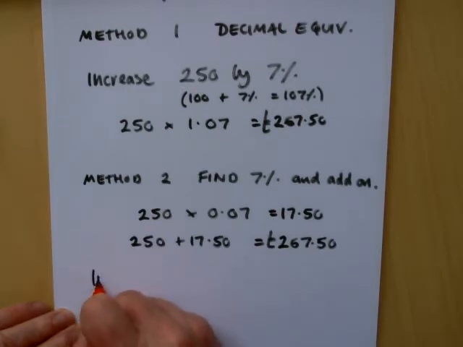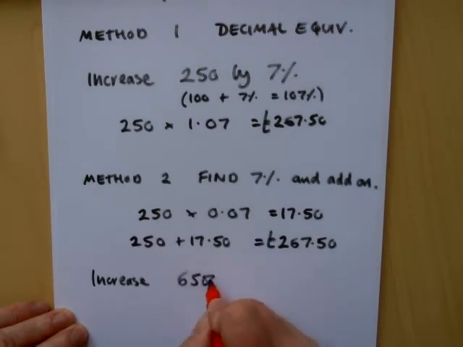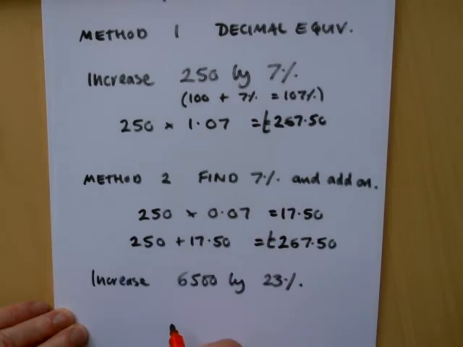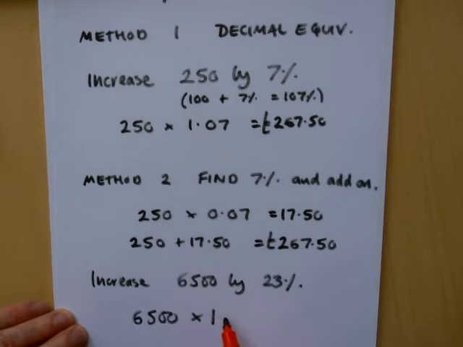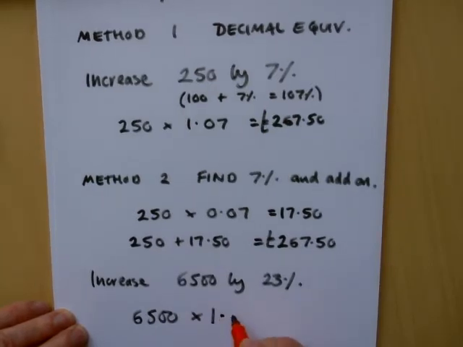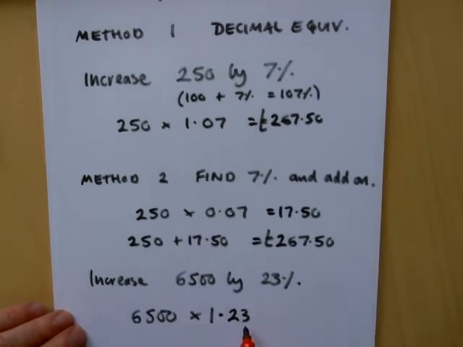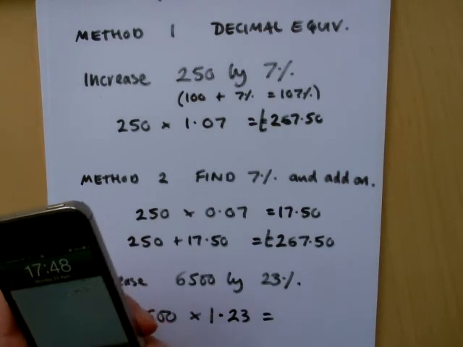Now, I said I'd use my preferred method on another example. So let's say increase 6,500 by 23%. So it's 6,500 times 1. You must remember that one, because we're increasing. We need the 1 there to carry the 6,500 through. And then the decimal bit will add on the 23%. As long as I can remember my decimal equivalent, I can answer these questions very quickly indeed.